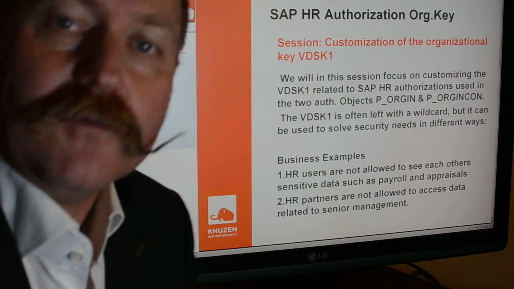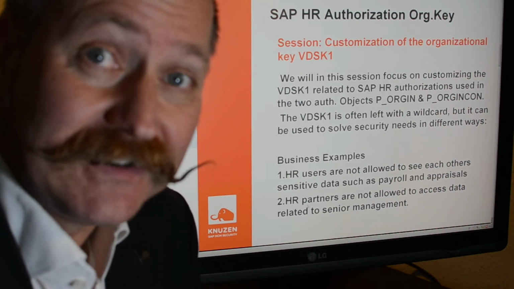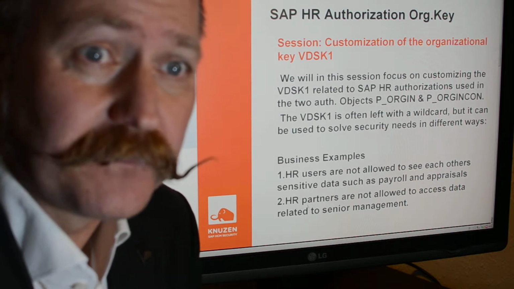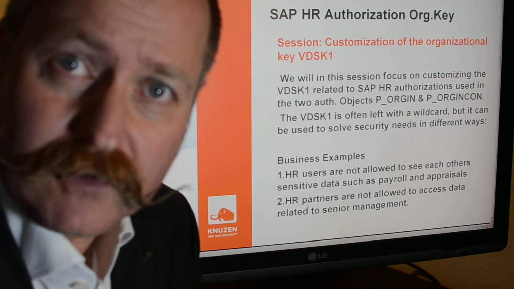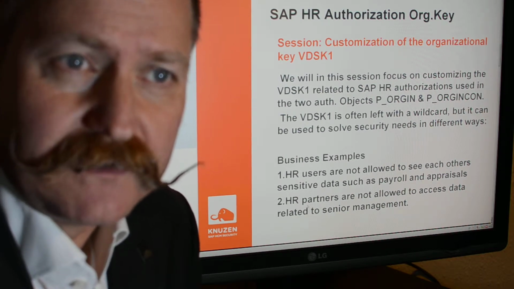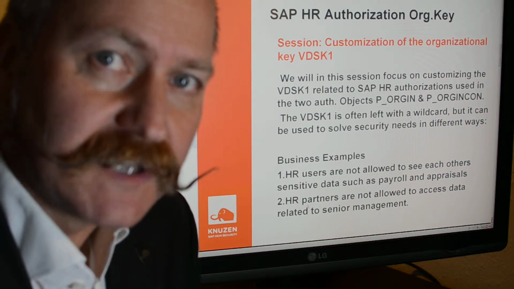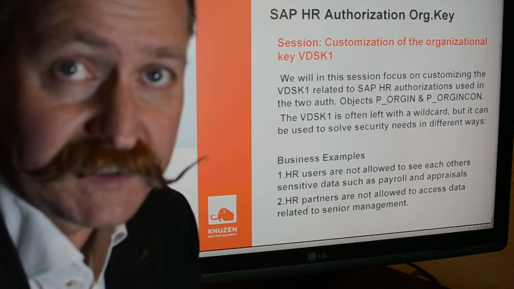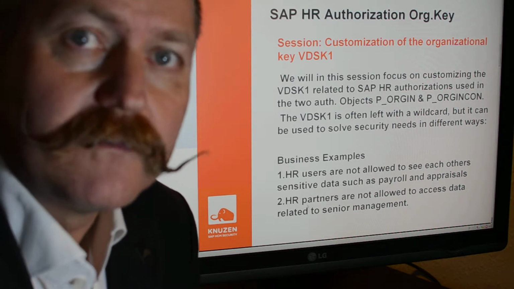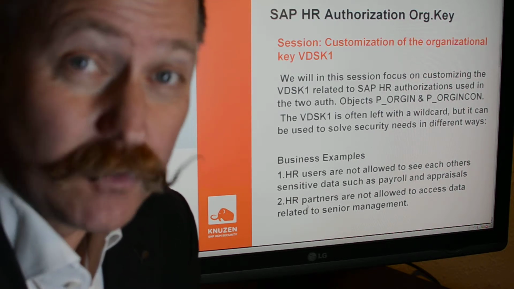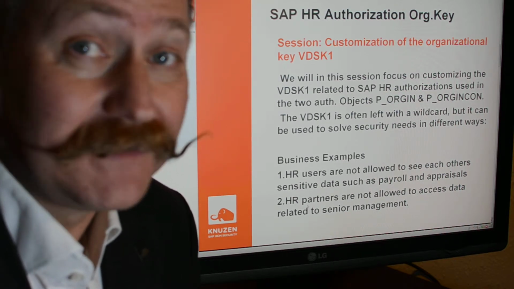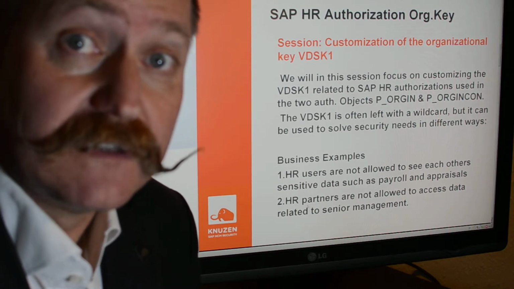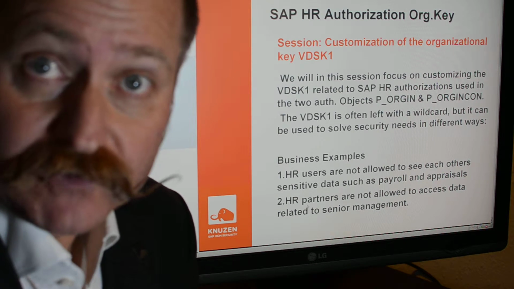This session will cover the customization of the organizational key. It's a field which is used for authorizations. This authorization object is used in the two main authorization objects for HR, which are the P_ORGIN and the P_ORGIN_CON, the context-specific authorization object for HR. The organizational key, the VDSK1, is often left alone as a wildcard and not really used, but it can actually be used for solving different kinds of authorization issues.